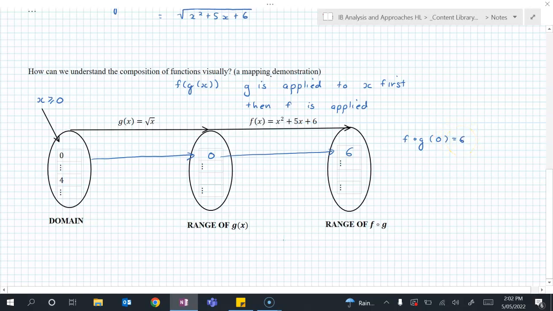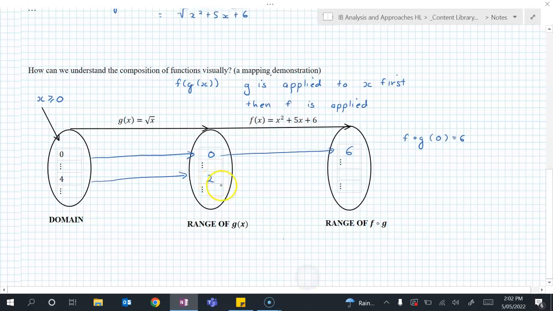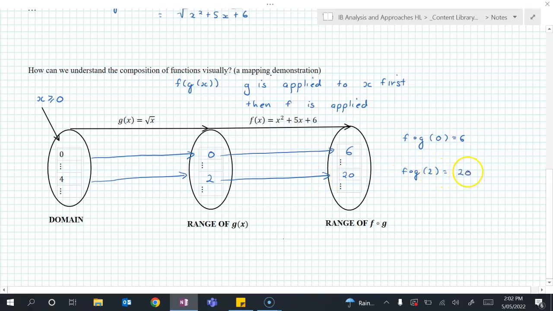Let's take another example. What about 4? When I apply g to 4, notice I'm just taking the positive square root, so I'm going to get 2. And if I apply 2 to f, well, I'm going to get 2 squared plus 5 times 2 plus 6, which we worked out before as 20. So f circle g of 4 is 20.